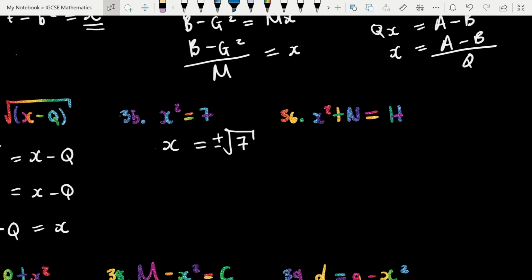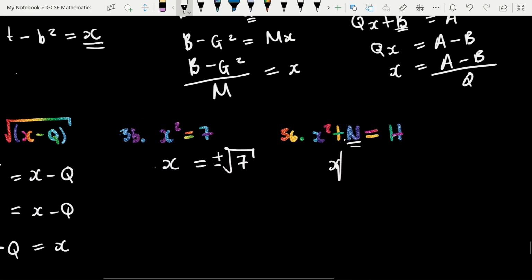You could have plus, maybe it's 2 point something, or minus 2 point whatever. Now we have x squared plus n being equal to h. The first thing I do before I get the root is I take n to the other side. I now have x squared being equal to h minus n. First I take n to the other side. Now I can take the root of it.